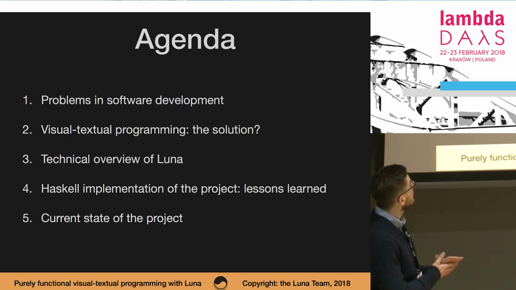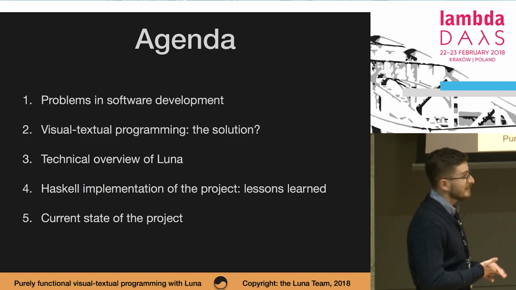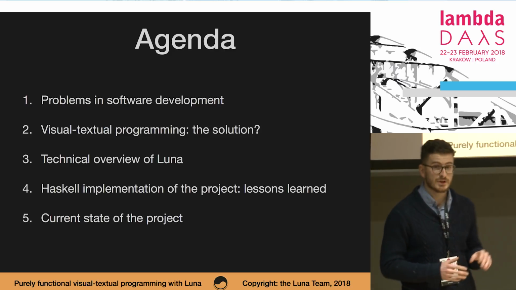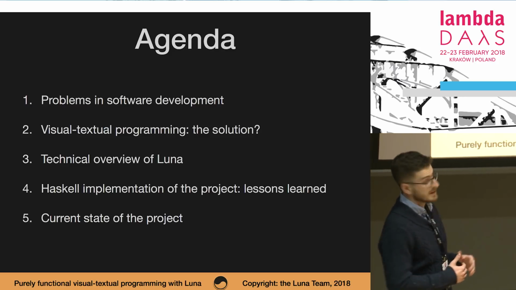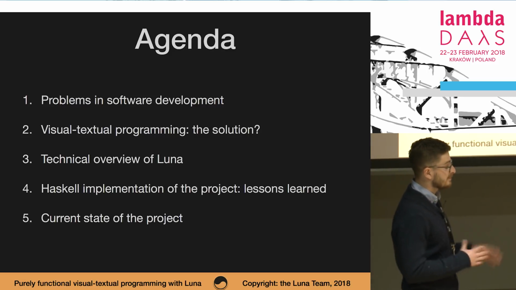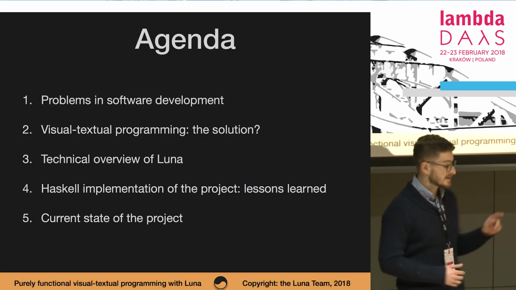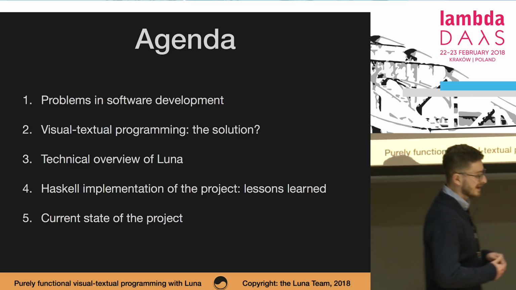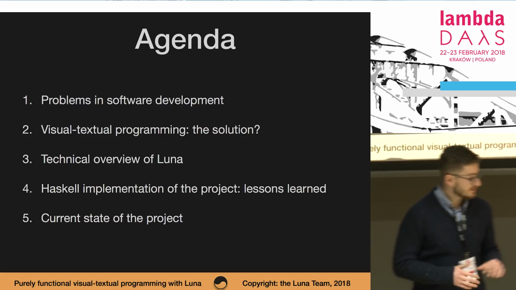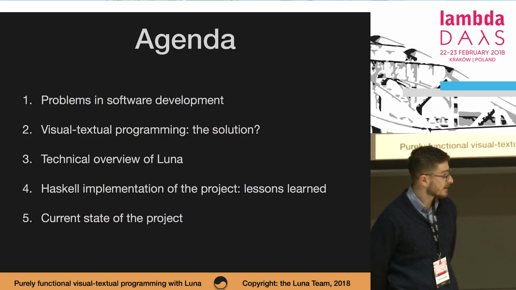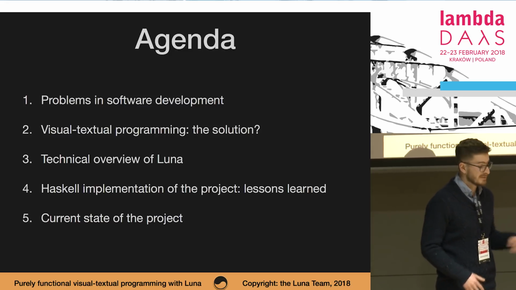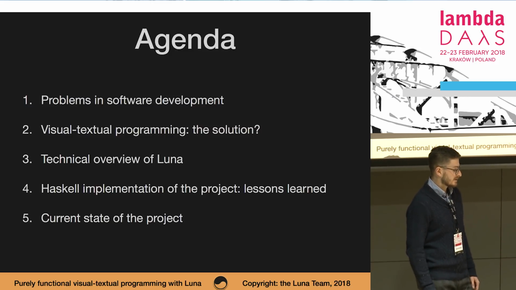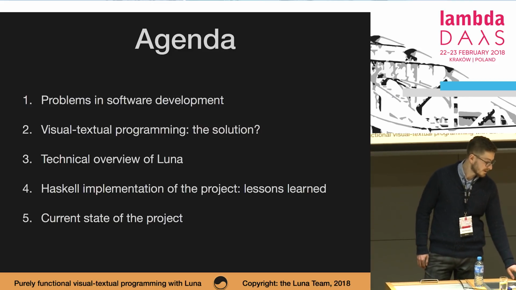So very quickly, what I'm going to talk about: first, I am going to outline the problems in software development as we see them. This is not going to be anything new or surprising, but still it provides us with a nice background for Luna. Next, I'm going to show you visual-textual programming using Luna as the example. Next, we'll see a technical overview of Luna as the language, and then some of the lessons we learned while implementing Luna in Haskell. And lastly, I'm going to tell you about the state the project is currently in.